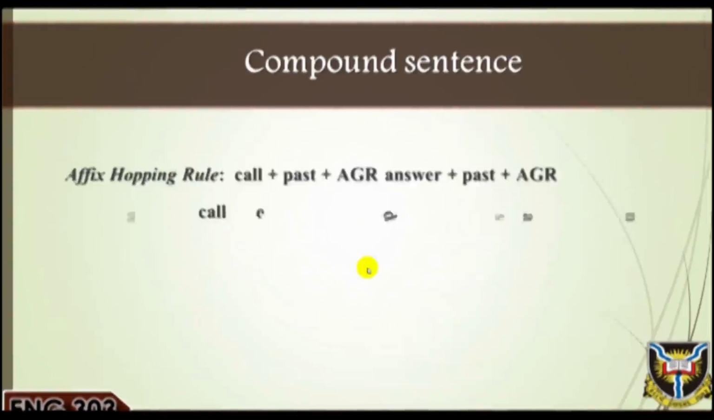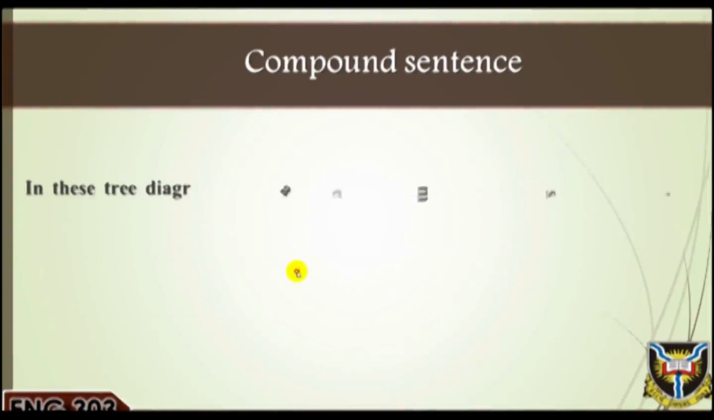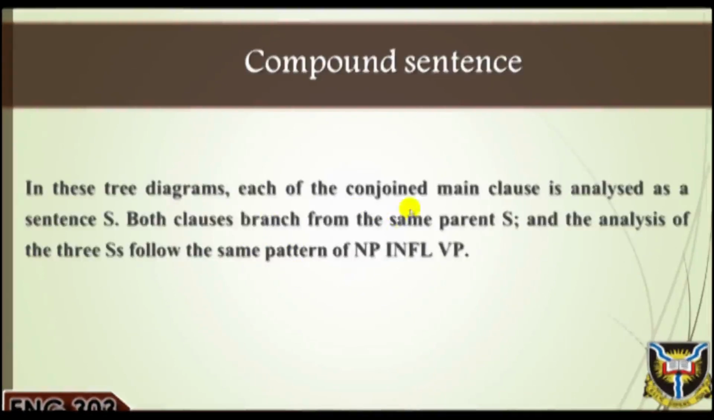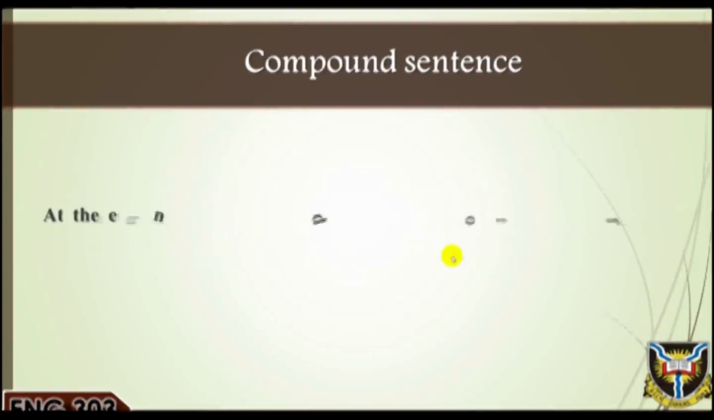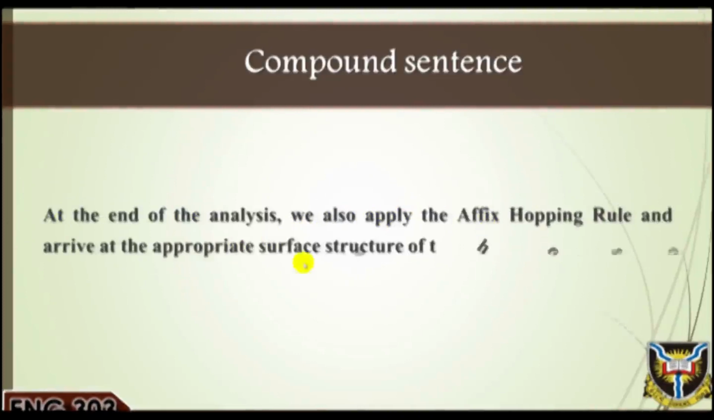In this diagram, each of the conjoined main clauses is analyzed as a sentence, S. Both clauses branch from the same parent, S, and the analysis of the three S's follow the same pattern of NP, INFL, VP. At the end of the analysis, we also apply the affix hopping rule and arrive at the appropriate surface structure of the sentences under analysis.